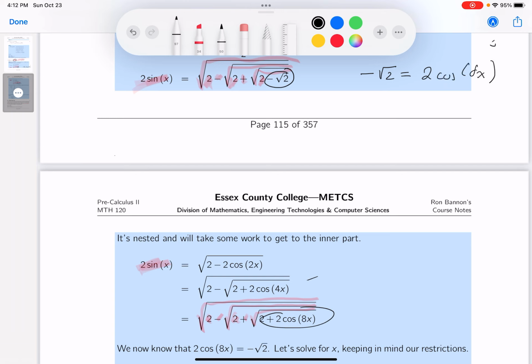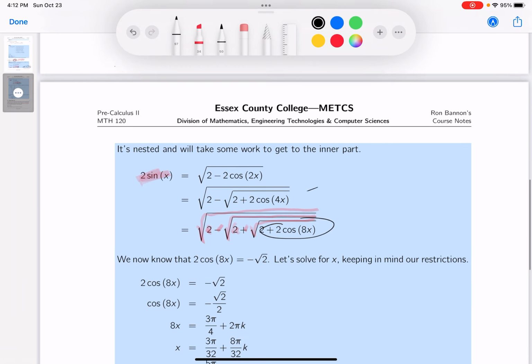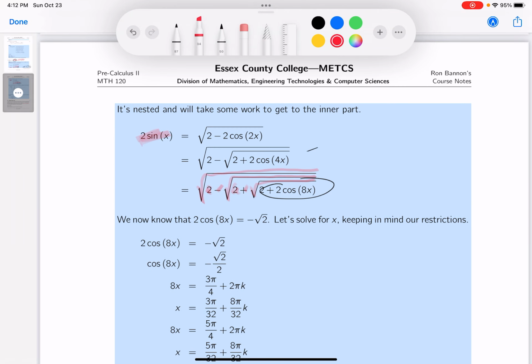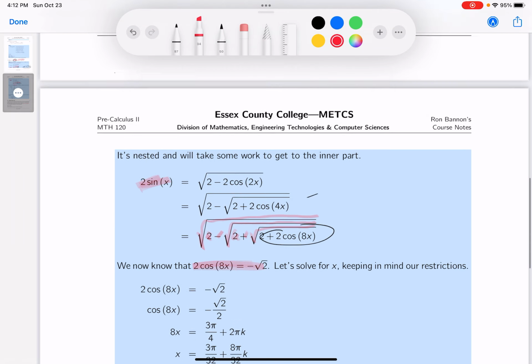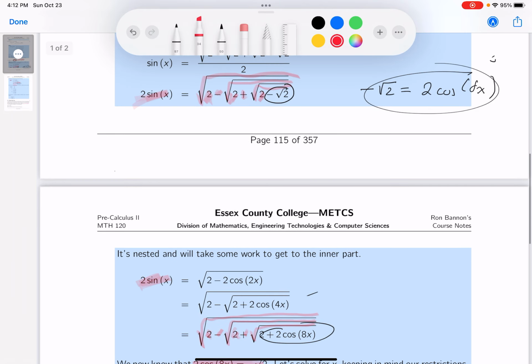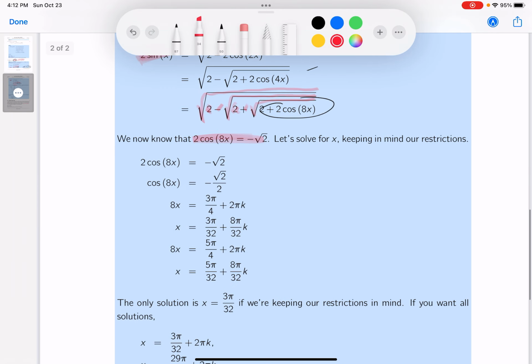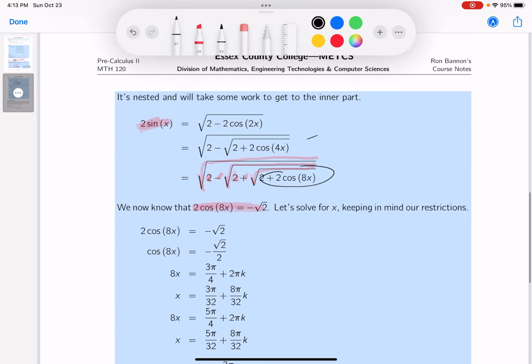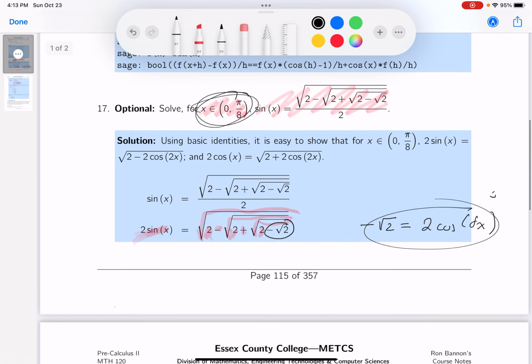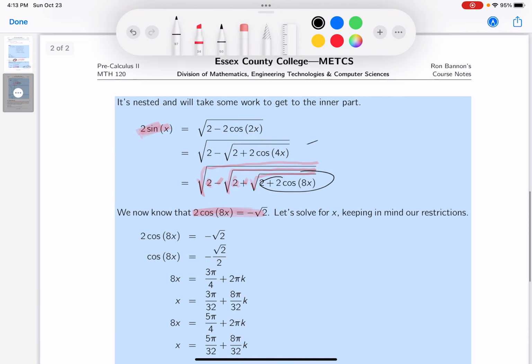All right, so this is the stage we're at now. Let me show you where that is written over here. So again, 2 cosine of 8x has got to be the same thing as minus root 2. Again, I have to keep in mind my restrictions, because this really couldn't even be possible given my restrictions, because the cosine or sine is always going to be positive in this stage over here. But let's not worry about it too much. We'll go back and check.